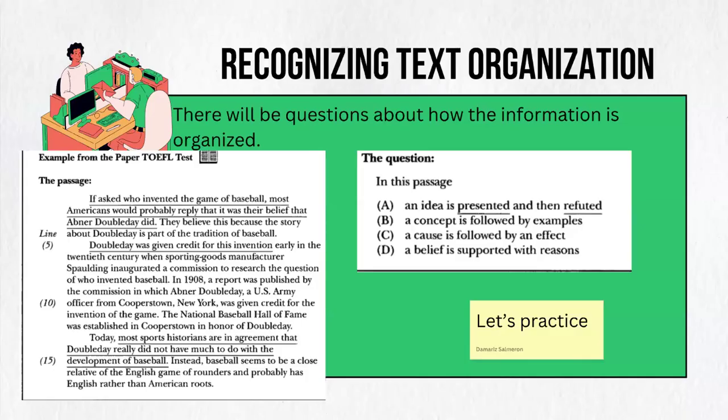What do I have to do? Well, I need to pay attention to the first sentence in each paragraph. Remember that those first sentences give me the topic sentence or the most important idea of the paragraph. In this case it is, if asked who invented the game of baseball, most Americans will probably reply that it was their belief that Abner Doubleday did. The first one says that this person invented baseball.